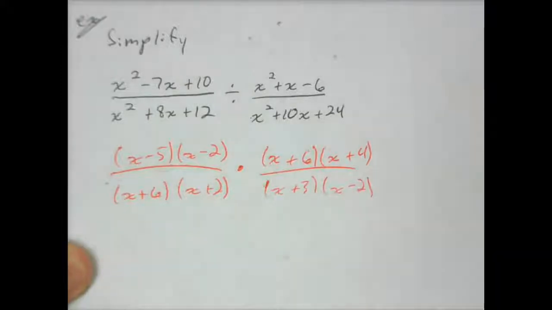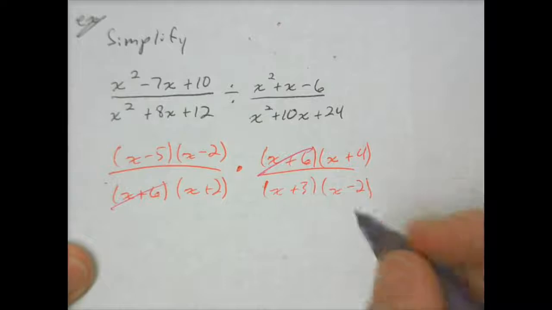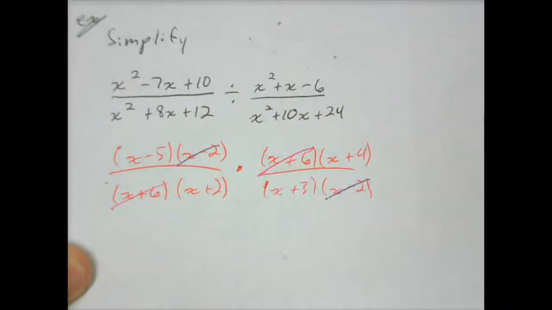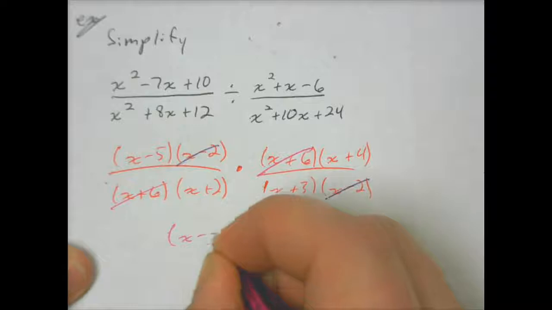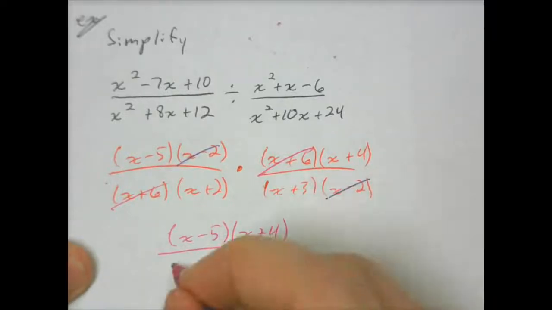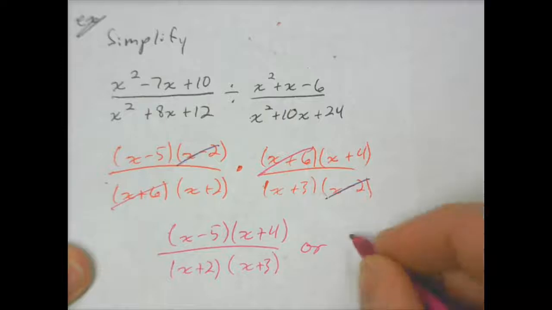So now let's see what divides out. Looks like I have an x plus 6 and an x plus 6. X minus 2, x minus 2. I don't see anything else that factors out. So there's a few options. We can leave this as x minus 5 times x plus 4 over x plus 2 times x plus 3. You could also see this as the multiplied out version.